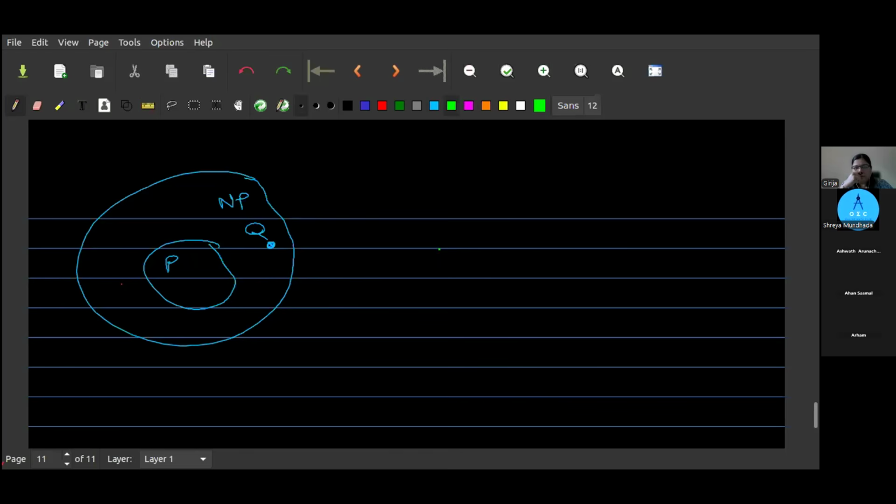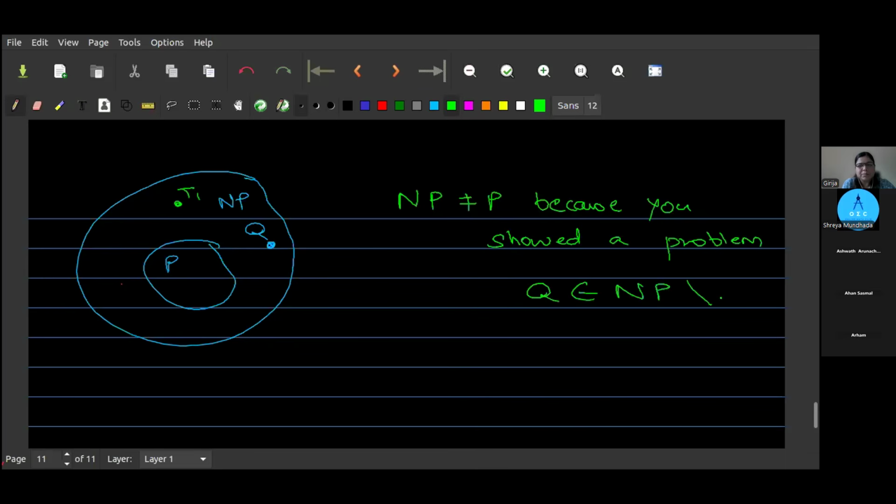Q itself won't be in P. Going to Q was one of the ways to solve T1, and if Q happens to be in P, then automatically T1 becomes P. But if there is anything in NP which is not in P, then NP is not equal to P, and Q is such a thing. So NP is not equal to P because you showed the existence of a problem Q which is in the difference of NP versus P. Maybe every other problem could be in P, but Q itself is not in P. Correct.